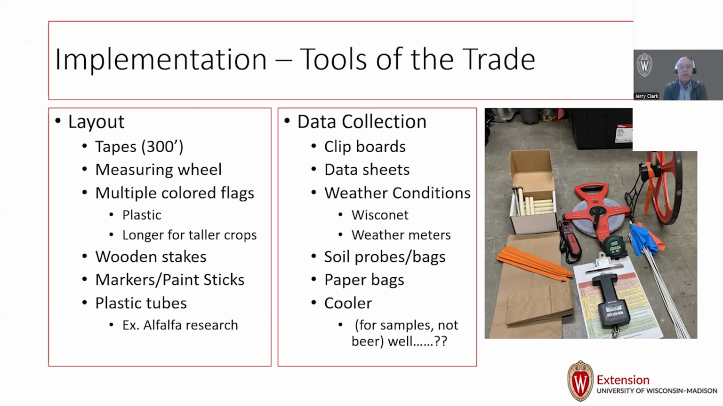Data collection, lots of different things we can use in terms of that we should have. Lots of clipboards, data sheets. You can use weather meters, or now that we have the WiscoNet running, that's another option that we can use out there to collect weather data if we don't have something real close to where we have our plots. Soil probes, bags, all the stuff that we usually use, and of course a cooler always comes in handy as well.